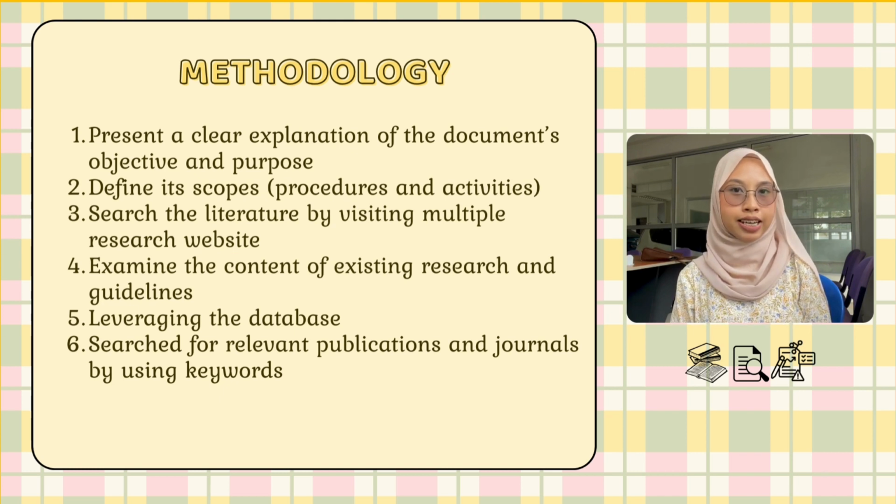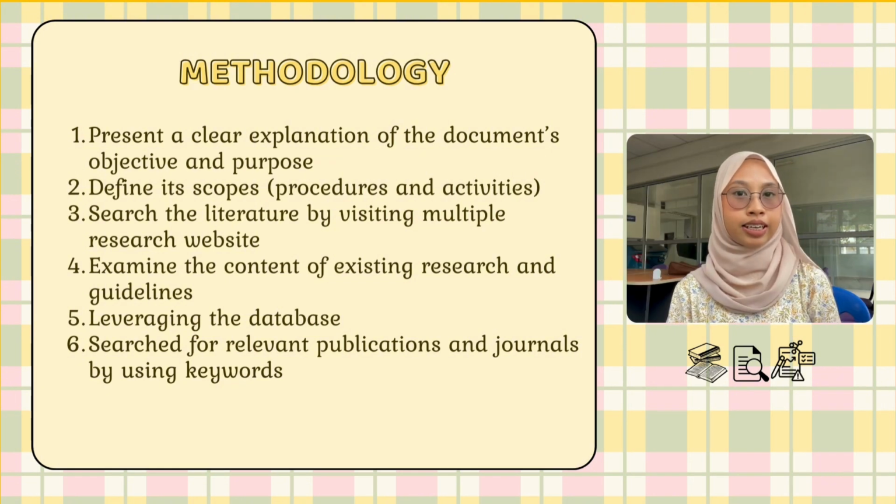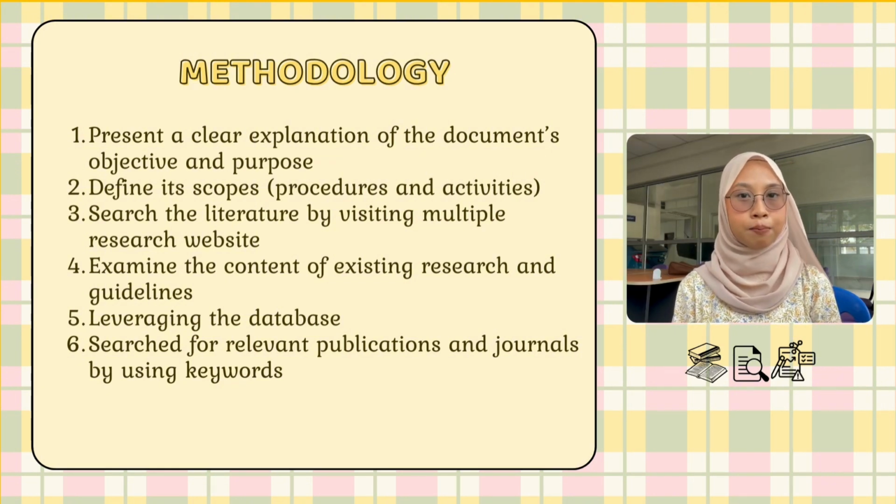First, we present a clear explanation of the document's objective and purpose. We also define its scope, which includes the procedures, goods, and activities included in our review. Information about the risks associated with pharmaceuticals has been provided, including hazard identification, risk exposure, and worker and environmental risks. The next step is to search the literature for this information by visiting multiple research websites and finding data that is applicable to the focus of the research.